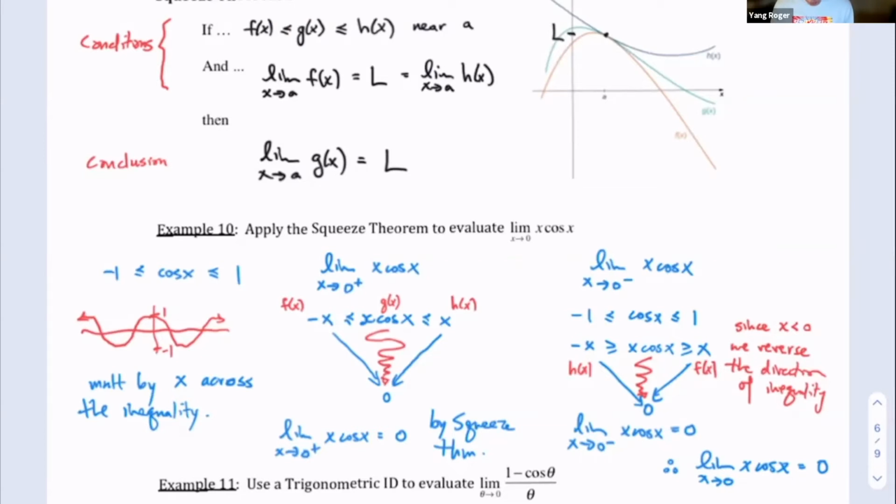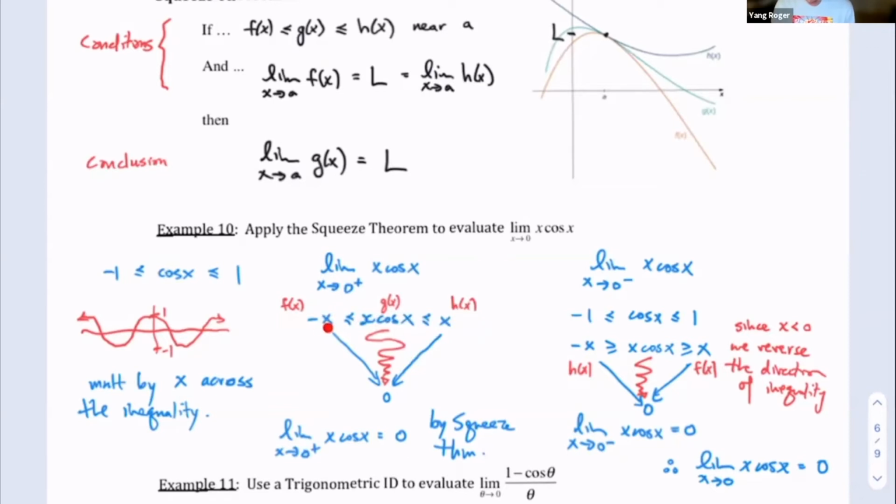What we did before was we started off with our cosine of x, which is bounded from -1 to 1. And then to achieve the function I actually care about, I had to multiply across by x. So multiply this by x, this by x, and this by x. And then I get this expression over here.